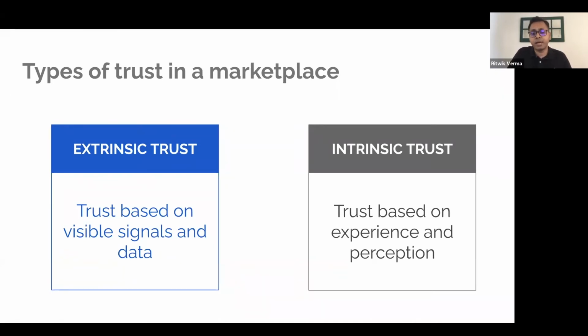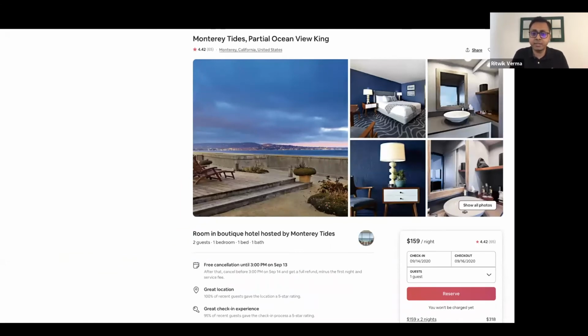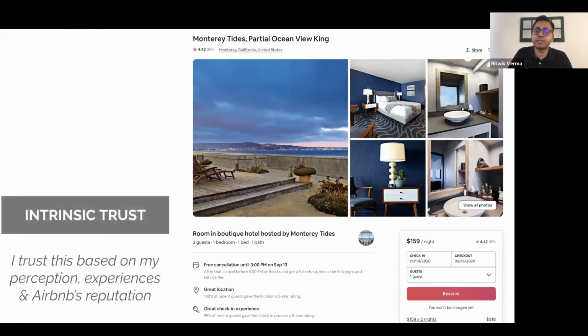Now let's try to understand how these two trust systems work when we are trying to book something on a marketplace. Let's look at an Airbnb listing. So I have this listing, I like the location, I like the photographs, and at the end of the discover phase, I'm pretty set that I want to stay here and I want to book this. Now, if I just go ahead and book this based on my requirements and the dates and the price that I'm looking at, without worrying about what specific attributes this listing has or which host has displayed this listing on Airbnb, that shows that I have a lot of intrinsic trust on Airbnb.